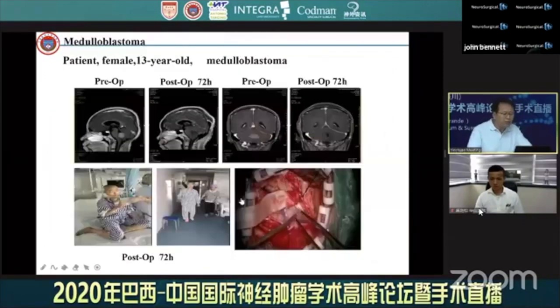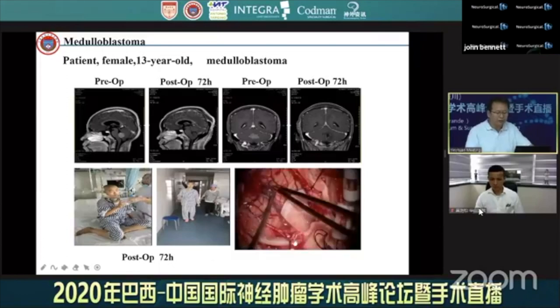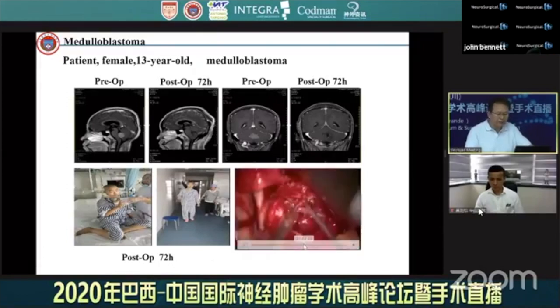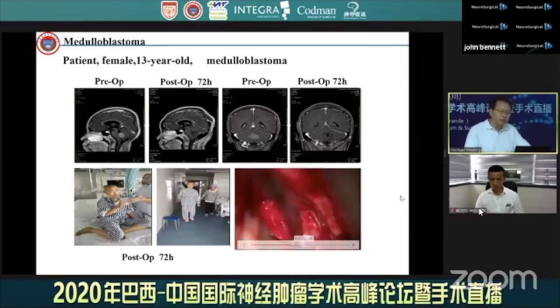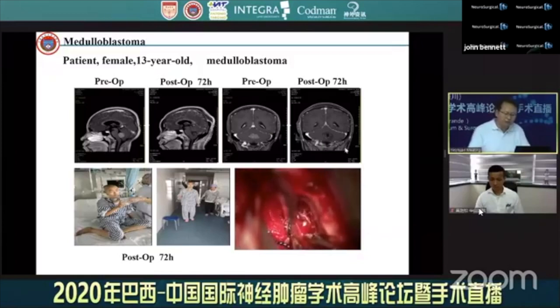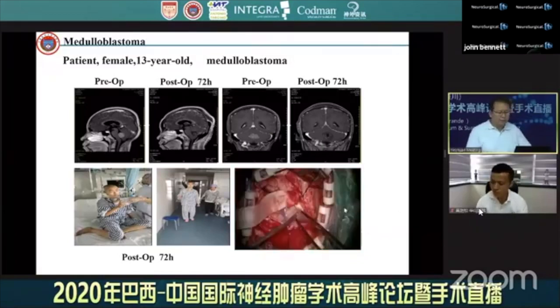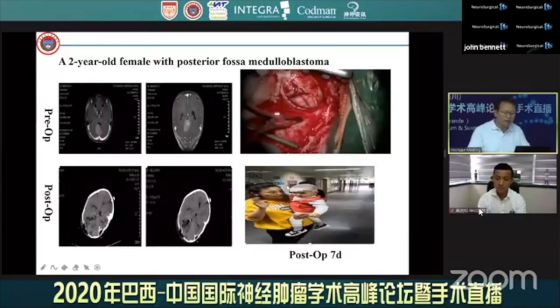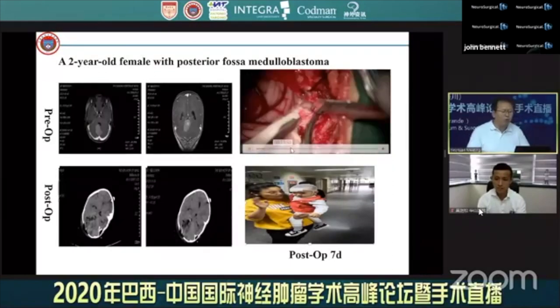And this is also a female, 30 years old, medulloblastoma. Post 3 days, he can work independently. So the more important thing is the technique of the surgical operation and the softness. And I also agree eagerly to make the surgery more safe and more simple.